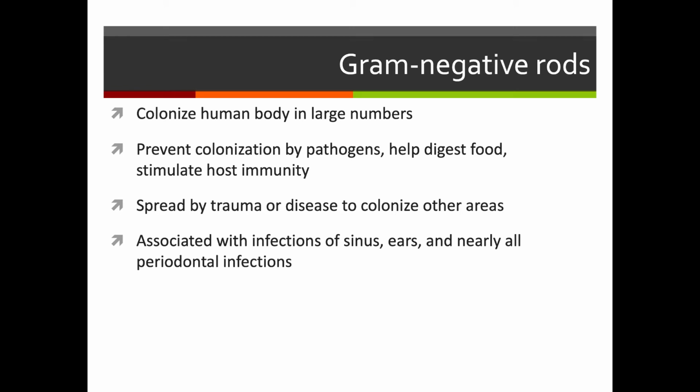They are associated with infection of the sinuses, the ears, and nearly all periodontal infections are caused by anaerobic gram-negative rods. Porphyromonas gingivalis and Prevotella are two organisms that cause a lot of issues in periodontal disease. And if left untreated, brain abscesses can result from chronic ear or sinus infections.